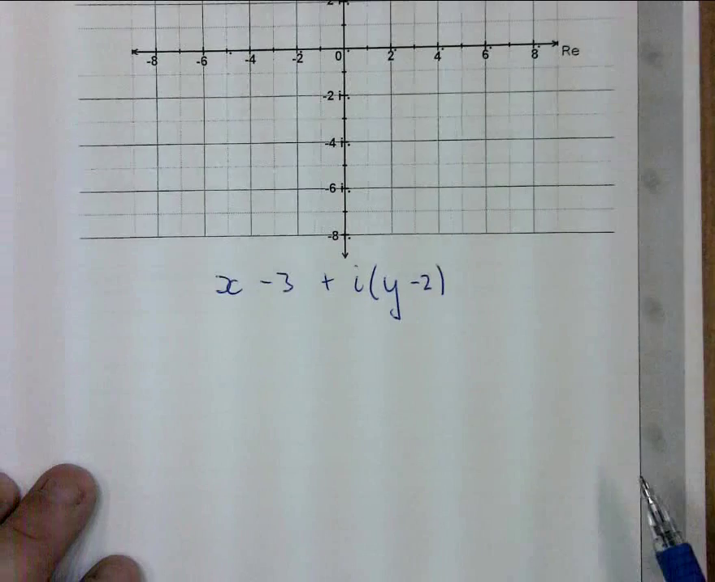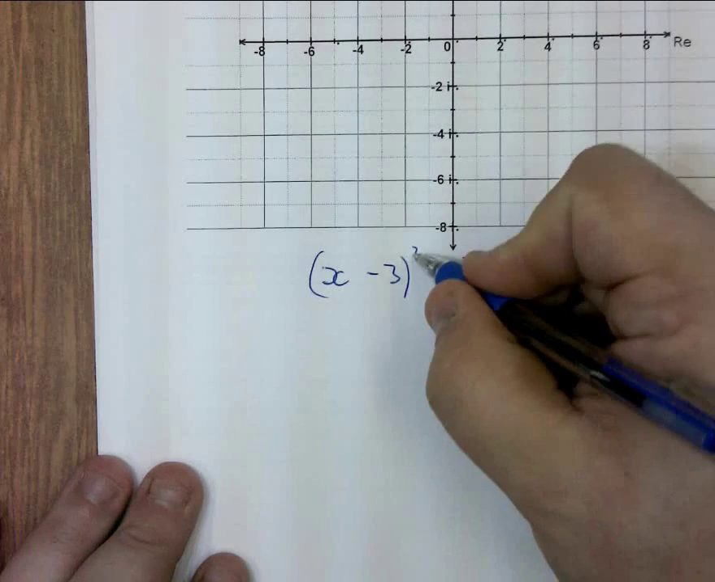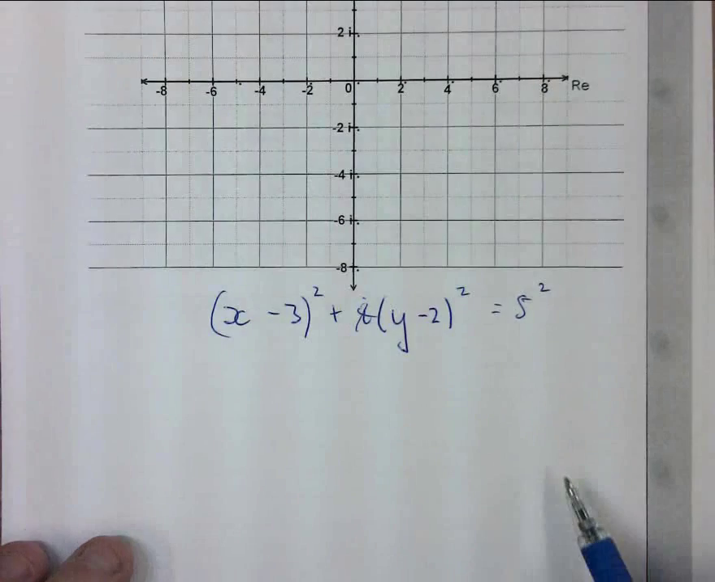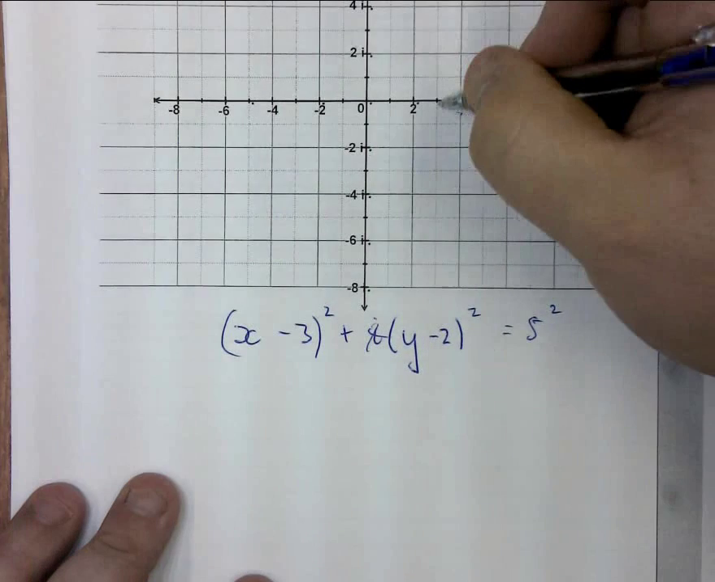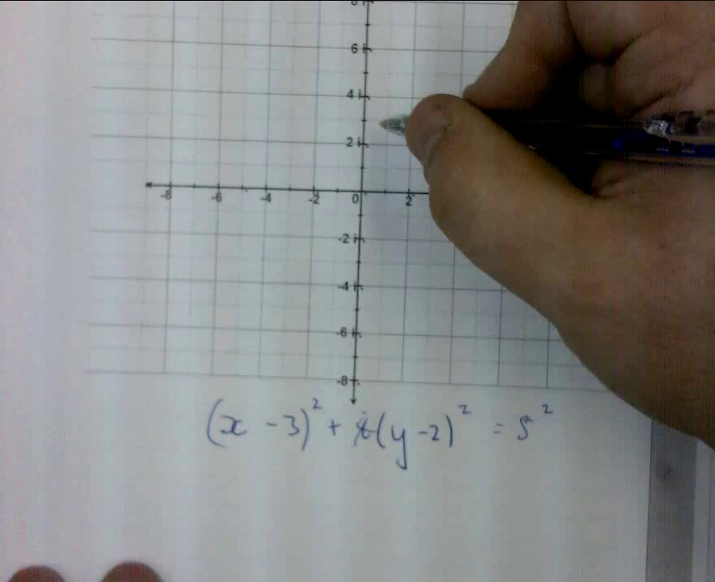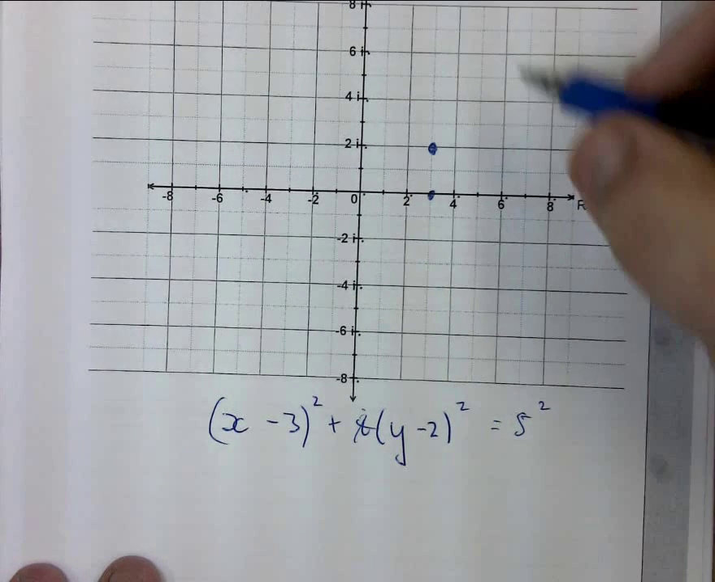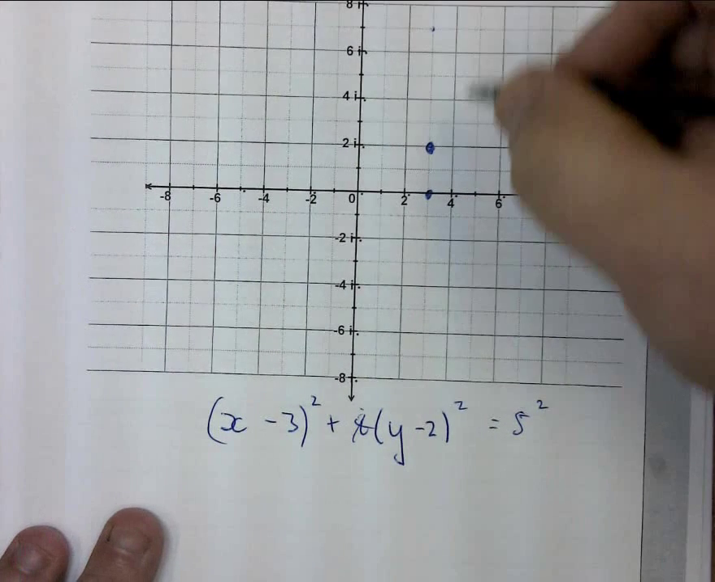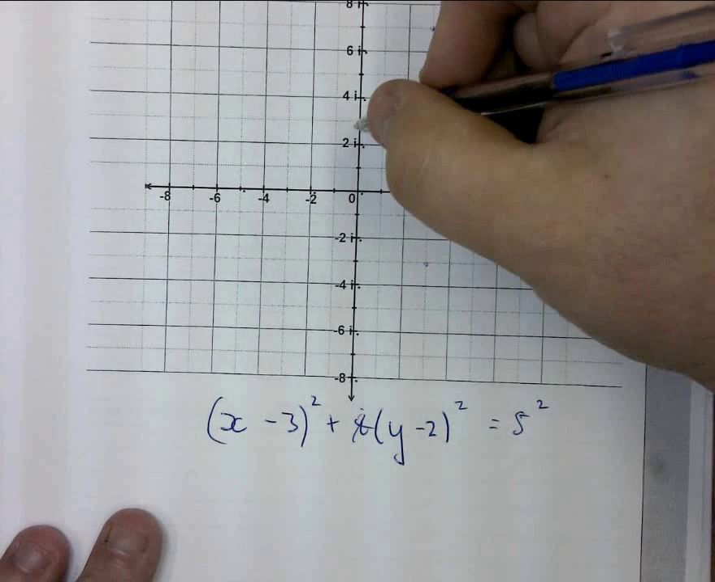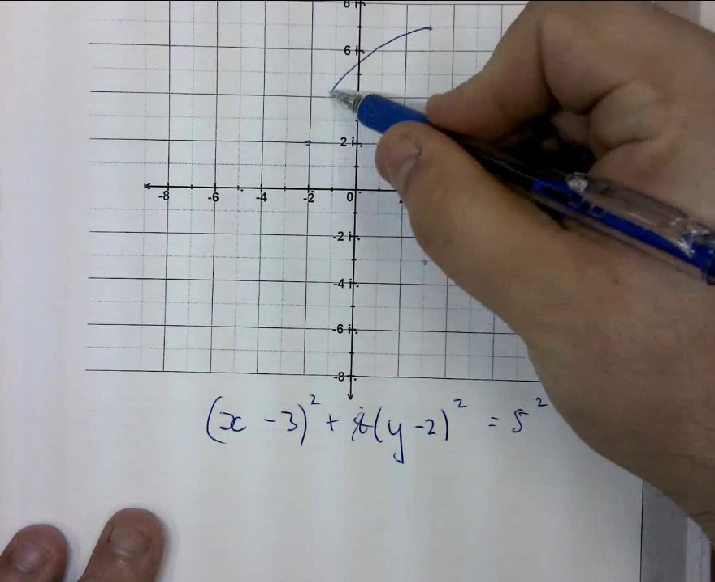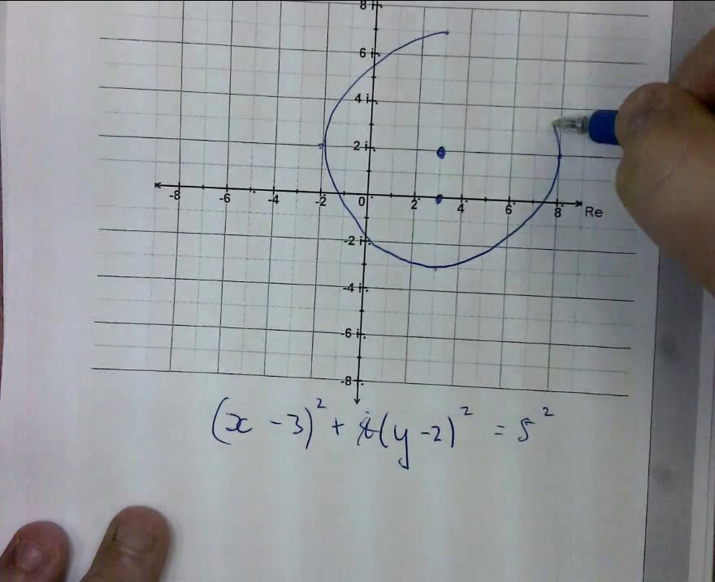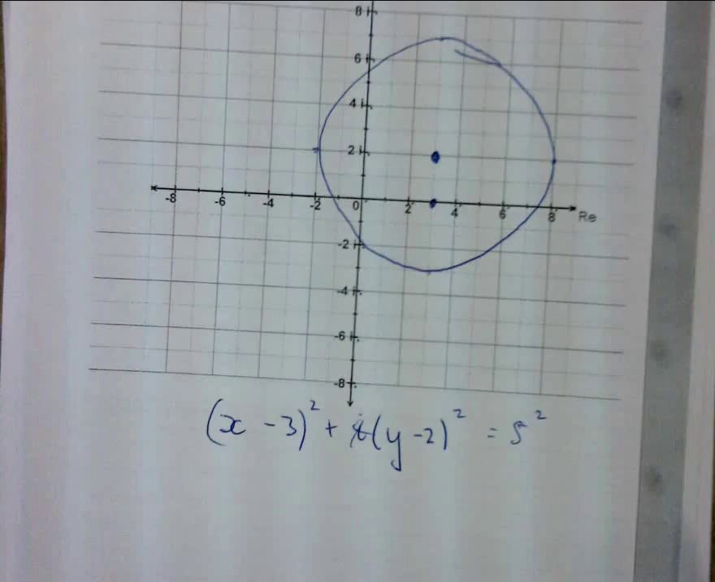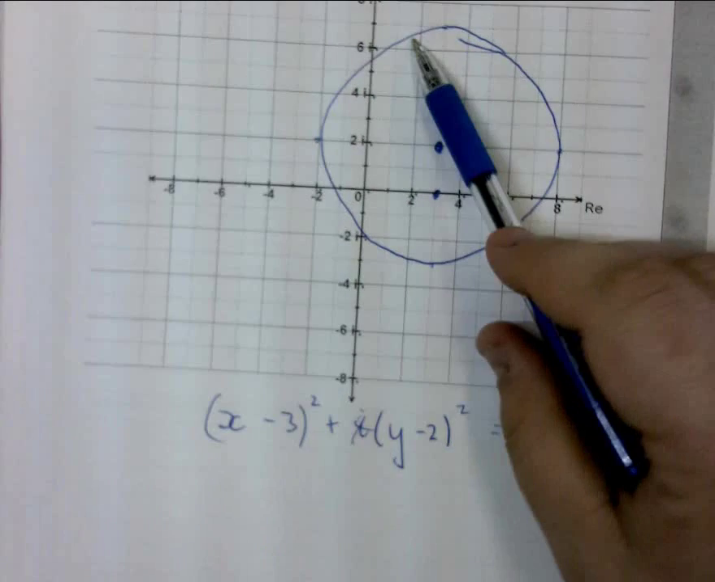Where's the circle going to be centered? The circle is going to be centered at x is 3, y is 2. So there's the center of your circle. It has radius of 5. Then you draw a really nice circle. Okay, so the locus is the set of points which include this circle and every point inside it.